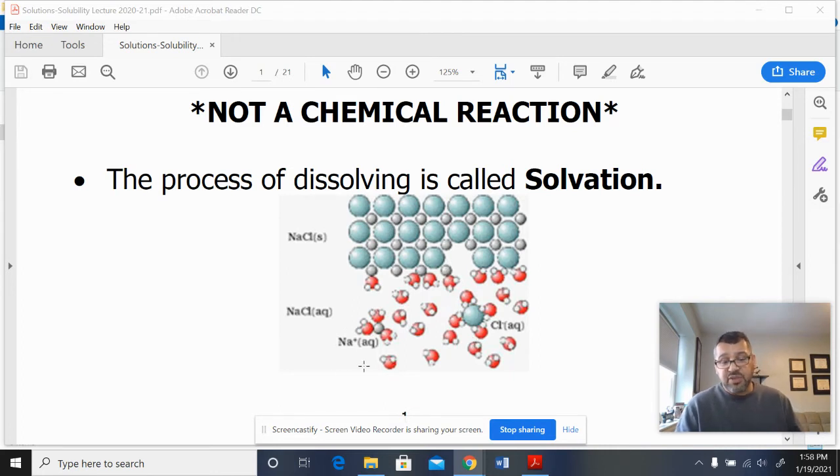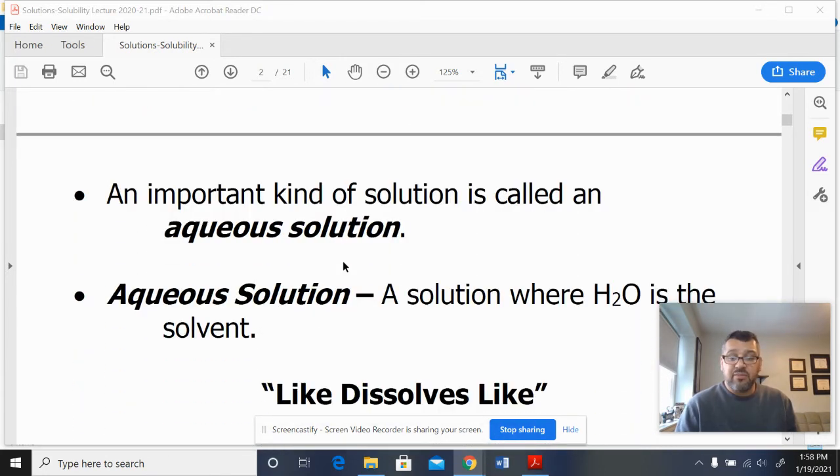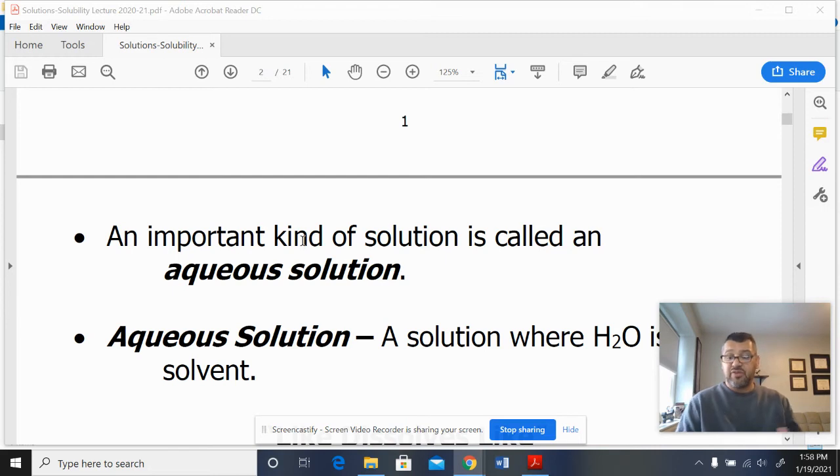So here is a little picture of water, these little red and white particles, cute little water molecules coming up to NaCl, table salt. Na is the small particle, and Cl is the larger blue-green looking particle. And it literally attracts it and pulls it away and breaks it apart. So whenever you have a solution where the solvent is water, that's called an aqueous solution.